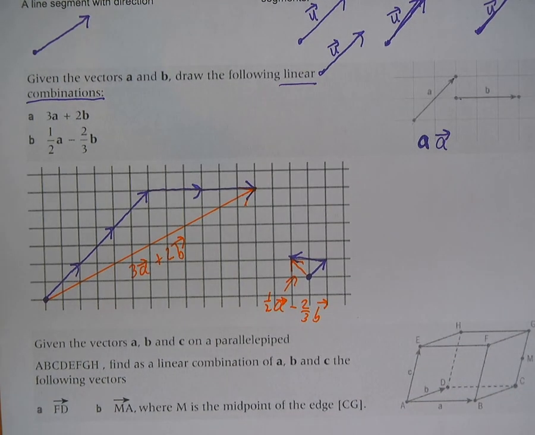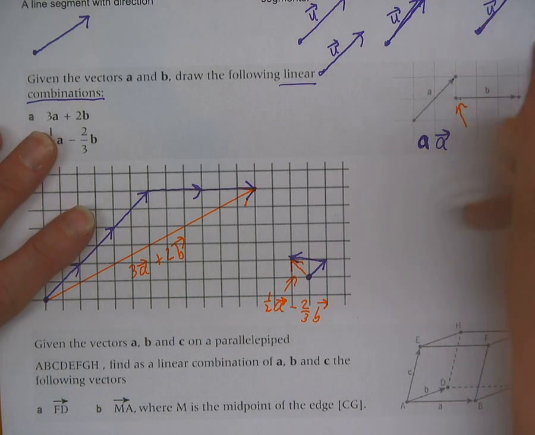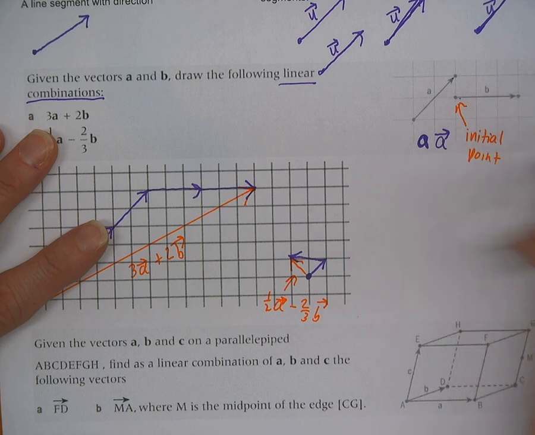By the way, there are some names that we can use when we refer to these things. The point where your vector begins is called the initial point. The point where your vector ends is called the terminal point.